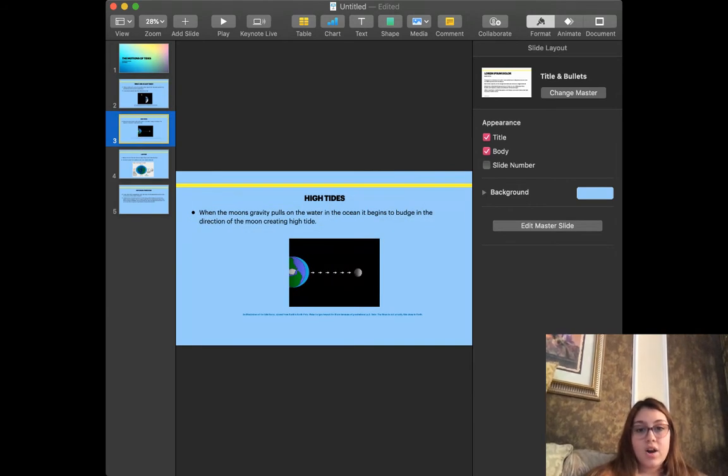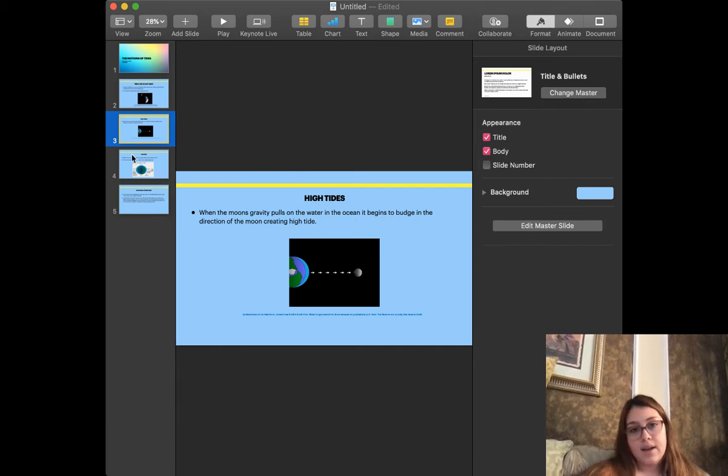High tides begin when the Earth is facing the moon and a bulge occurs on the side facing the moon. This is the moon's direct tidal force pulling the ocean towards it. This bulge is high tide.